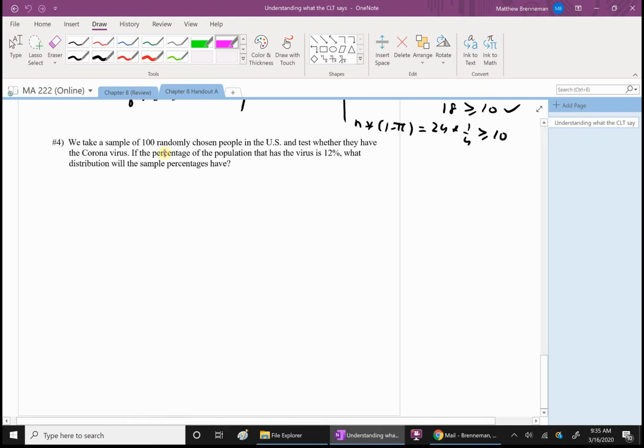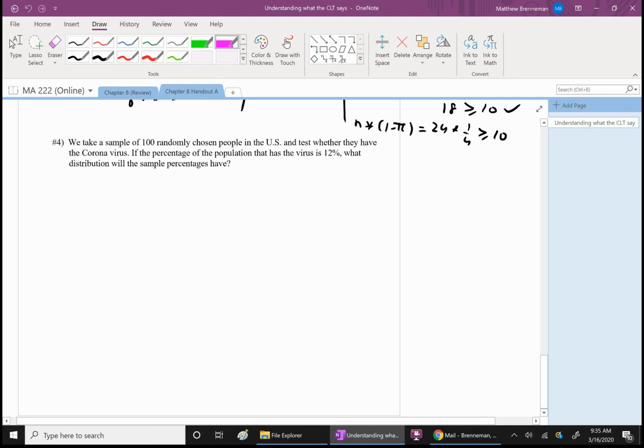So first of all, it is random. Is our sample large enough? So I'm testing the assumptions, right? First I test randomness. We're told it's random. Are our assumptions satisfied? Well, 12% times 100 is 12. And 100 times 88% is going to be 88. So both of those are over 10, so we're okay. Is the sample too large? Well, we have 100 people. There's more than 1,000 people in the U.S., so we're all right.